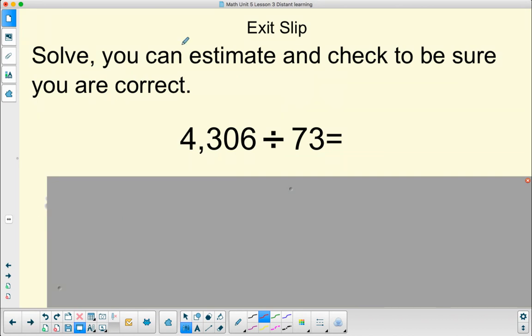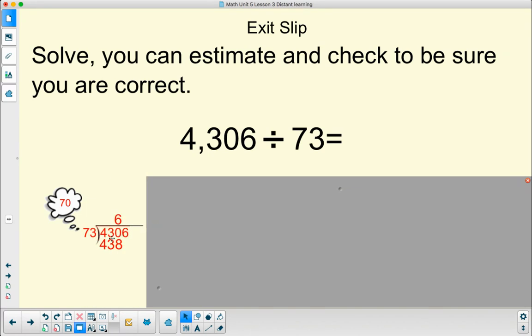So, solve an exit slip. You can estimate and check to be sure you are correct. So 4,306 divided by 73. Go ahead and do that. And here's the check.